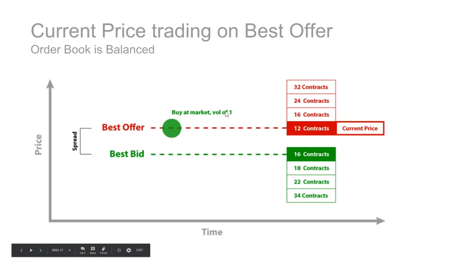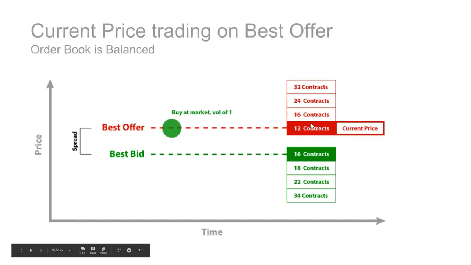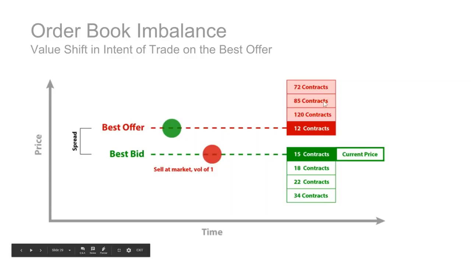Right, here's our volume of 1. Okay, and then they hit the bid here with another volume of 1. Right, so 12 contracts, 16 here on the bid. 1 is consumed. That becomes the current price. Now we have an imbalance here in the depth of market on the offer.